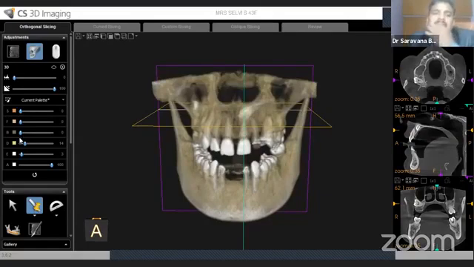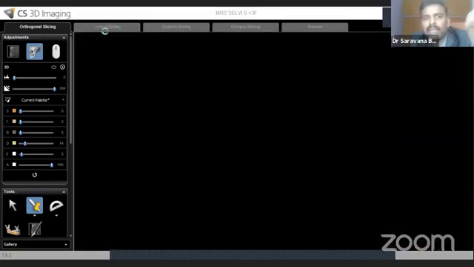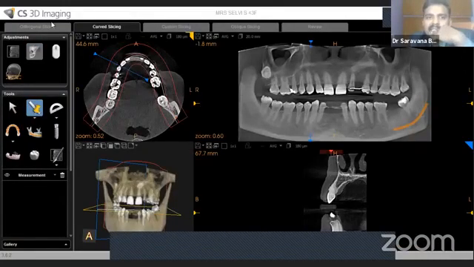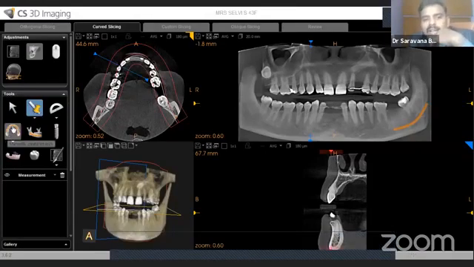You should know how to use the software. You can play with the software tools. That's all. Okay, this is about the software explanation. Orthogonal slicing, curved slicing. These are various tools you can use. You can draw the arch.